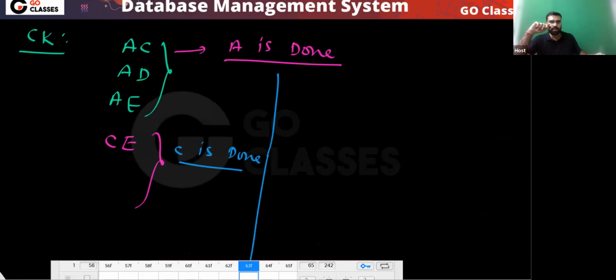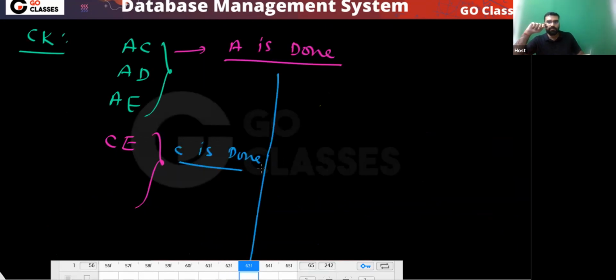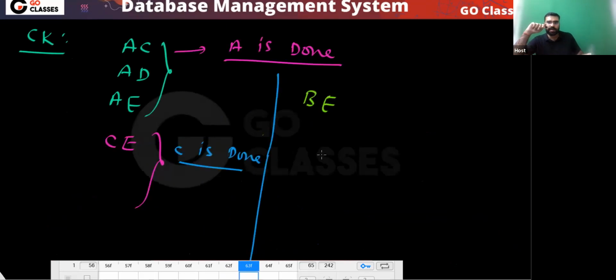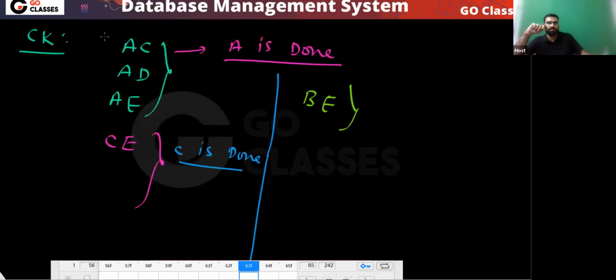A is done, C is done. Now forget about A and C, and let's check the remaining. What about BD? BD cannot determine everything. What about BE? BE can determine C, and EC can determine everything, right? So BE can determine everything. Now B is also done, and automatically E is also done.